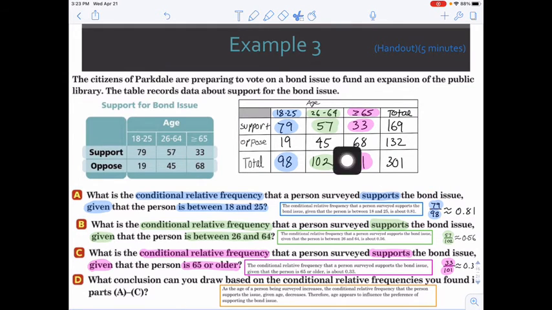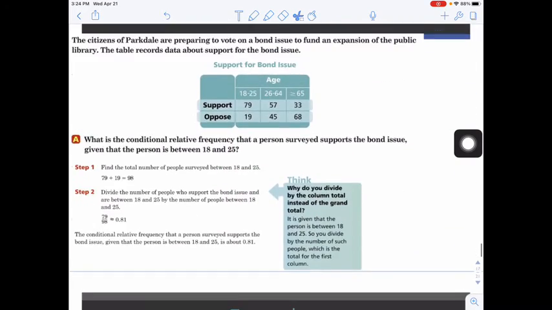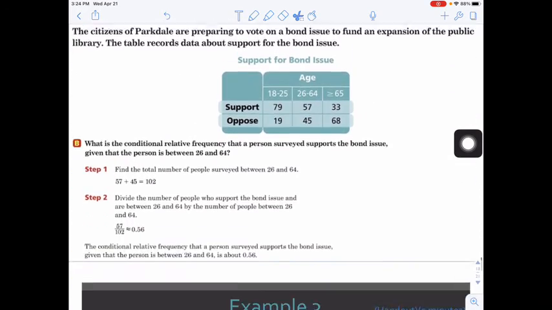So as you can see, our youngest group, 18 through 25, had a conditional relative frequency of 0.81 in support of the bond issue. When we moved to the age group 26 to 64, our number dropped to 0.56, and when we got to 65 and older, the number dropped to 0.33. The work for this problem is written out on the next few slides.